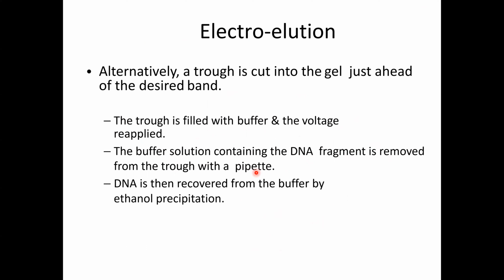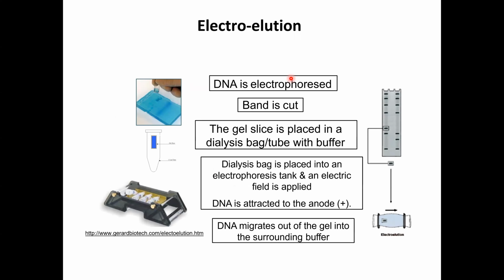So you could use a pipette for this one. And then, of course, after which you could also use ethanol precipitation for the recovery of your DNA. It's as simple as this, no? So you have here an example, this is the graph, no?